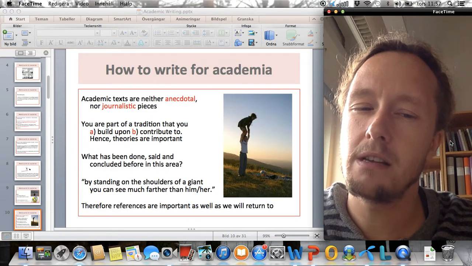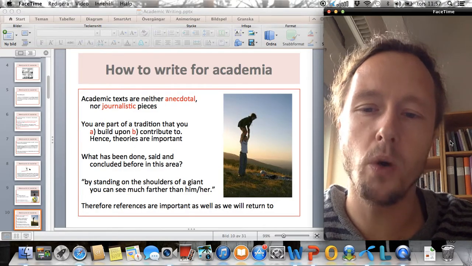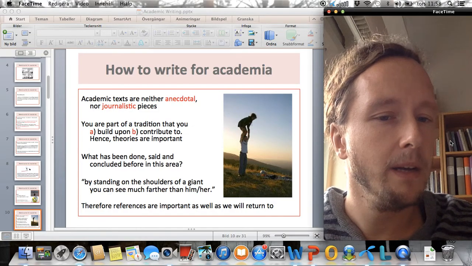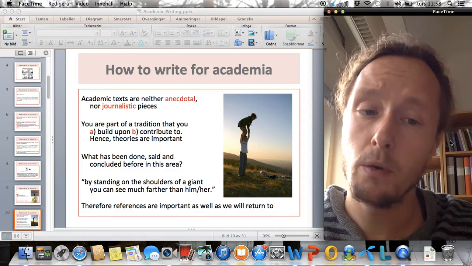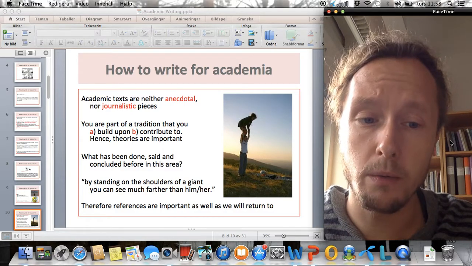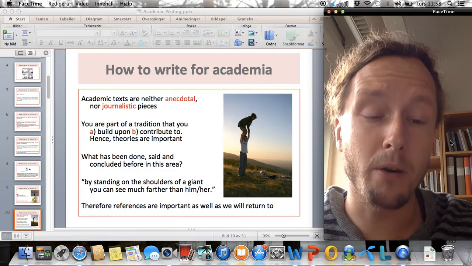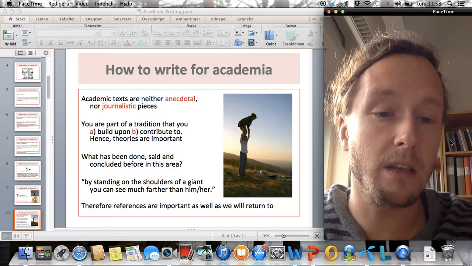And therefore theories are very important. You need to relate to what has been done, said, and concluded before in this area. You need to do literature searches and literature reviews. We will have a workshop together with the library on the 12th of December on this, where we will depart from your topics to do a literature research in the fields that are important for you.